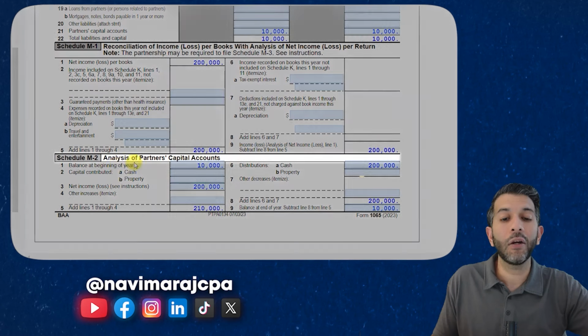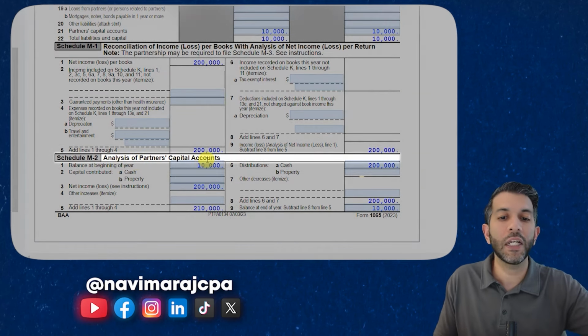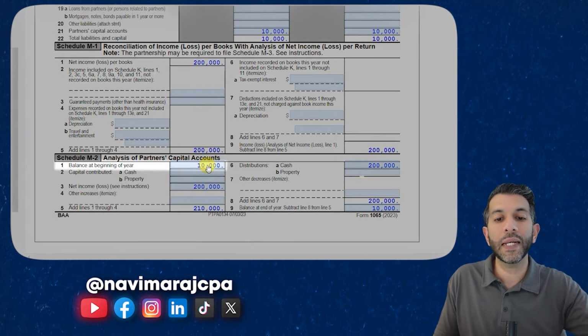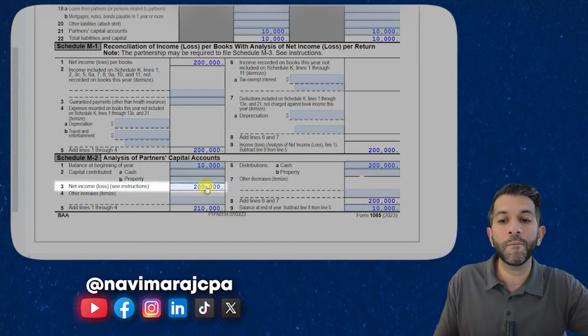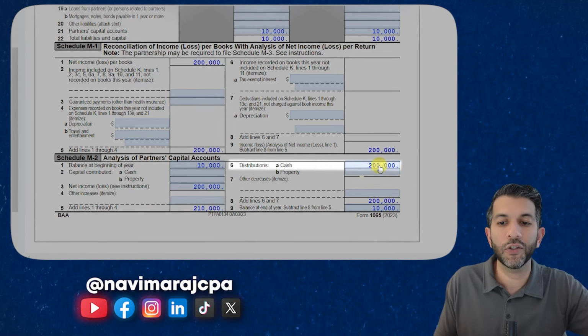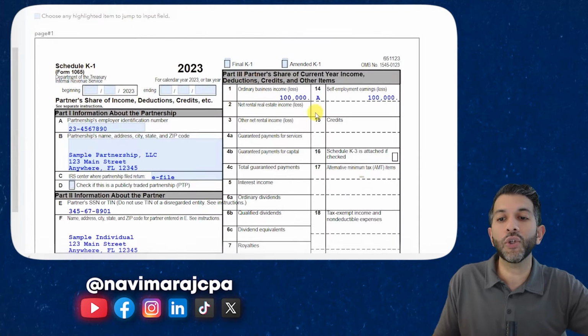Here, there's an analysis of the partners' capital accounts, the combined, not individual. Here's what happened. Beginning of the year, there was 10 grand of cash put into the partners' capital accounts. Then they earned 200 grand. So that gets us to 210. Then they pulled $200,000 out as distributions, and we were left with $10,000 in the capital account at the end of the year. Each partner gets this Schedule K1.